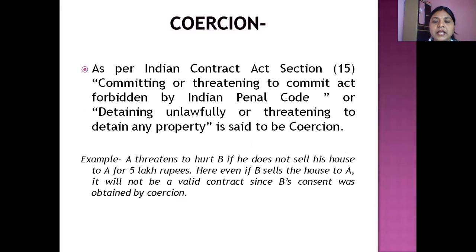For example, A threatens to hurt B if he does not sell his house for rupees 5 lakh to A. Here, even if B sells the house to A, it will not be a valid contract, since B's consent is not free; it was obtained by coercion. And of course, coercion makes the contract voidable.